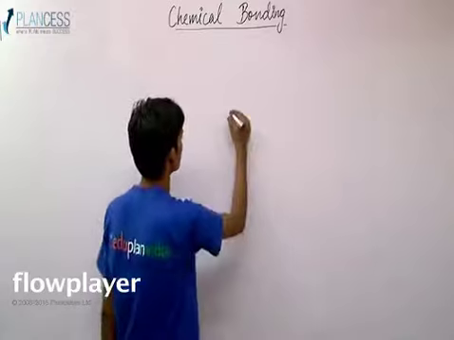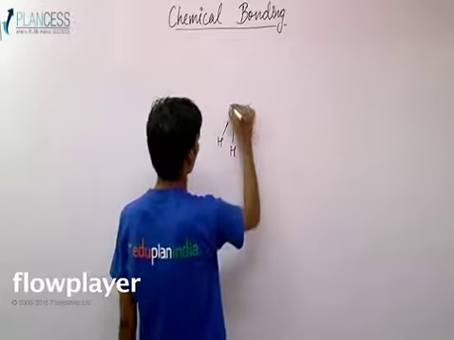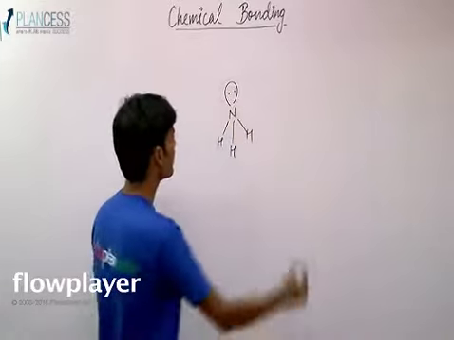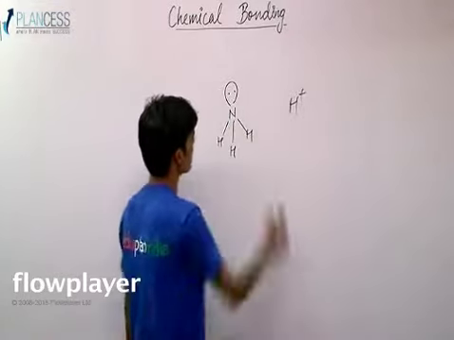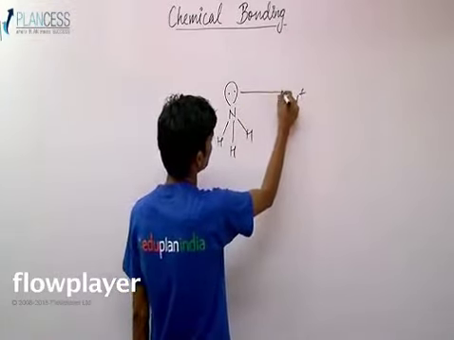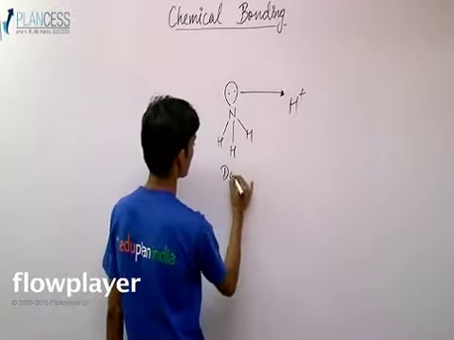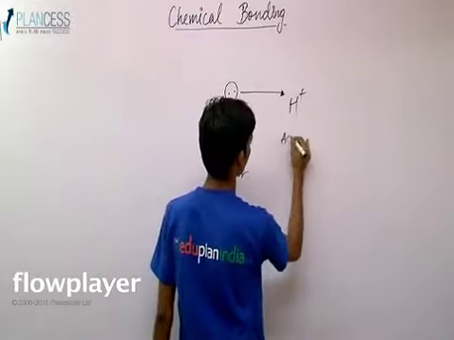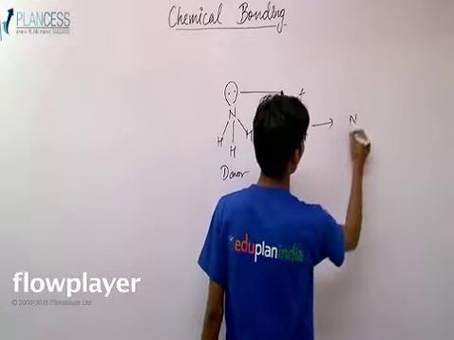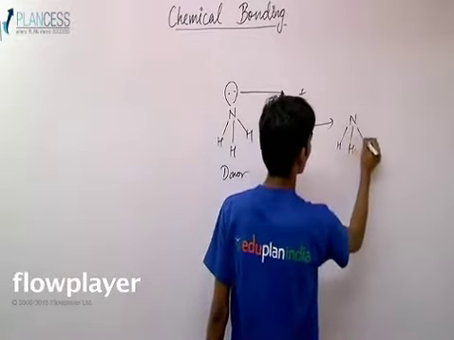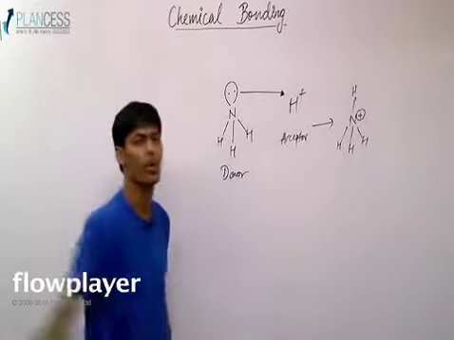For example, NH3, ammonia, has one lone pair in it. When a hydrogen ion comes, it donates its lone pair to the hydrogen ion, so it acts as the donor and the hydrogen ion acts as the acceptor. The resulting species is the ammonium ion, which has nitrogen linked to 4 hydrogens with a positive charge on it. So this would be the structure of the ammonium ion.